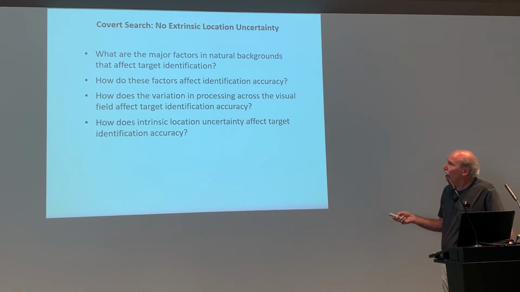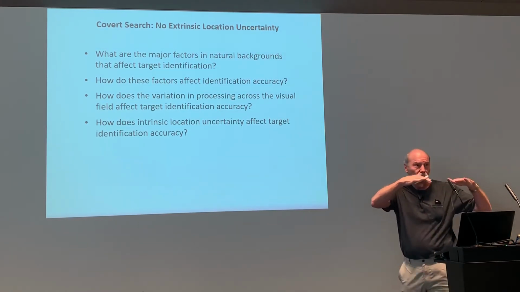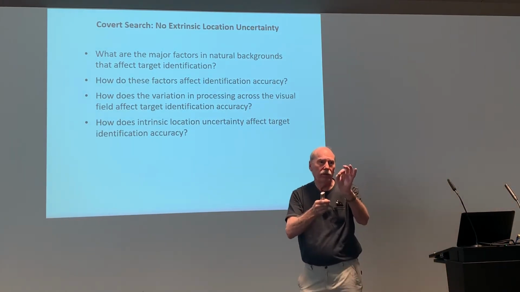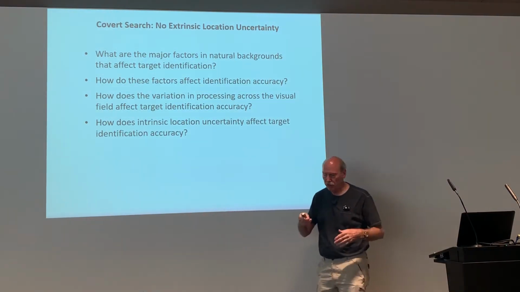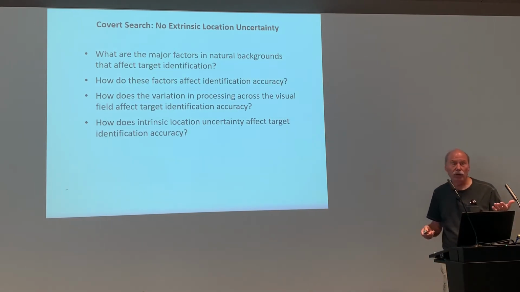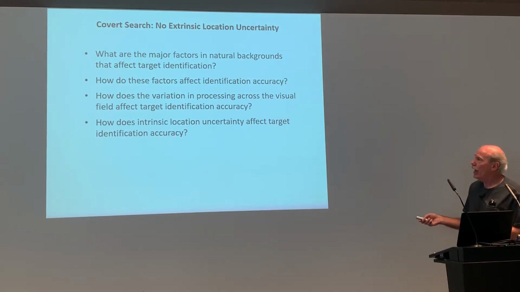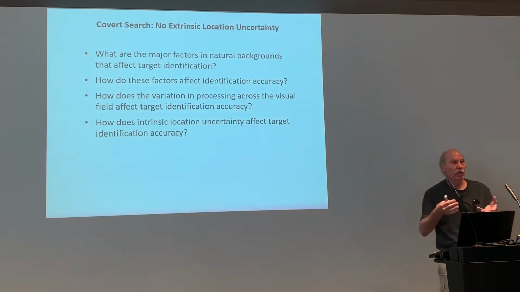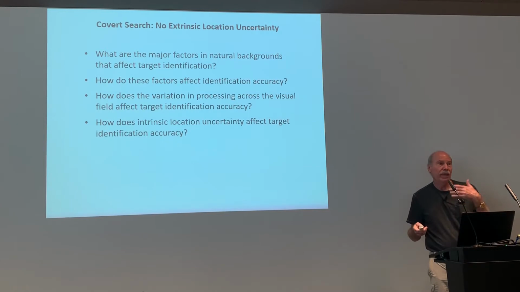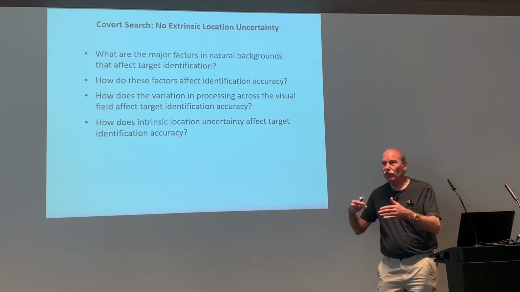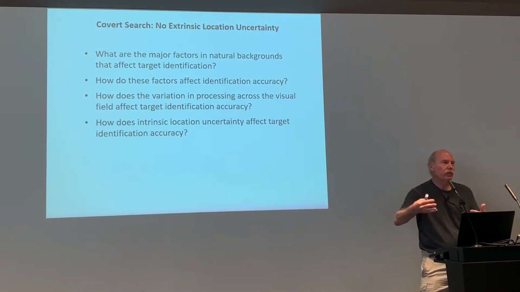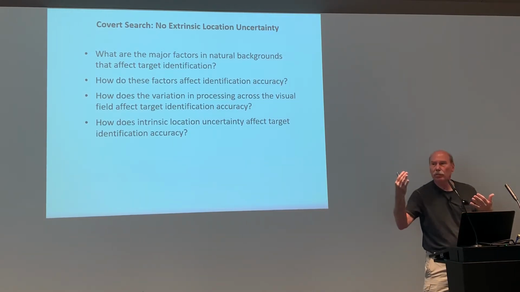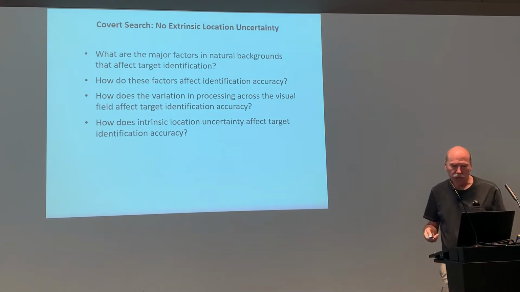Okay, so then, how does the variation in processing across the visual field, right? You have high resolution in the fovea, worse in the periphery. How does that variation in resolution affect your ability to see things? That's going to be critical for search. And then how does intrinsic location uncertainty about where the target is in the system affect things? And that intrinsic location uncertainty can, if you remember Ruth's talk, contribute to this idea of phase randomness in the periphery with texture and so on.